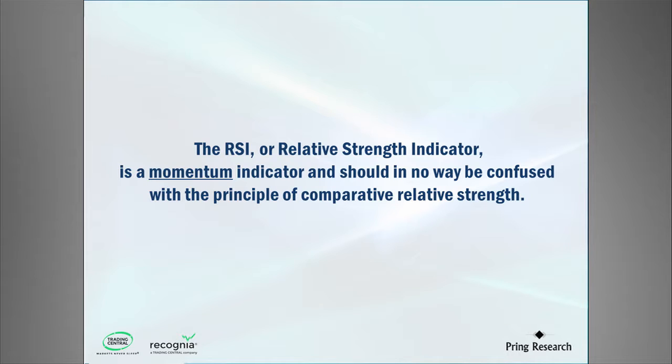The relative strength indicator, or RSI, is a momentum indicator or oscillator that measures the relative internal strength of a security against itself, and in no way should be confused with the principle of comparative relative strength. That's when a stock is compared to a market average and the result plotted as a continuous line. Rising relative strength is bullish because it means the stock is outperforming the market, and vice versa.